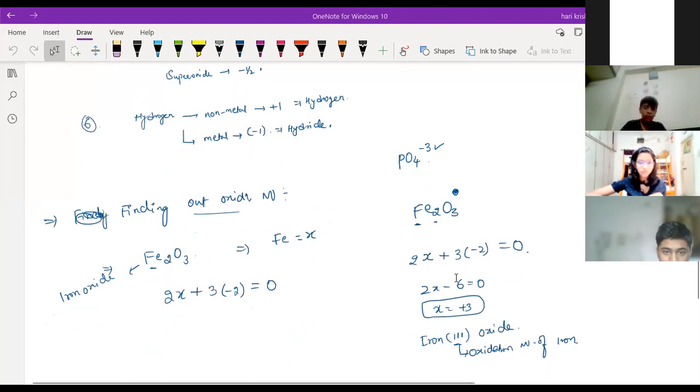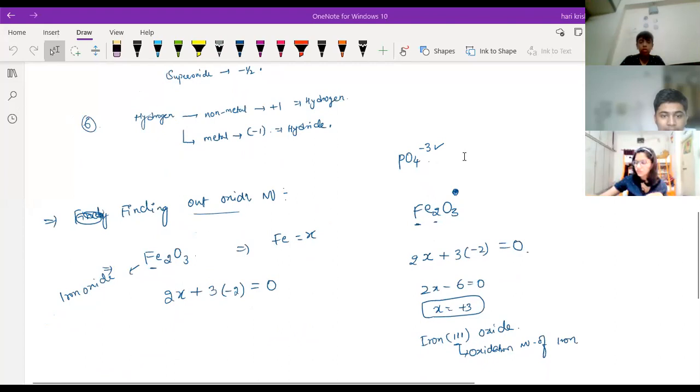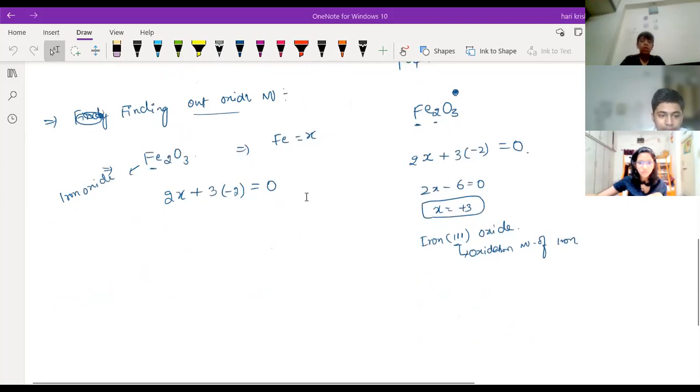Okay, sir. Now you understand how to calculate the oxidation number. Any doubts? So, sir, we should take any element whose oxidation number we know, and for the element which we don't know, we just replace it with a variable and then equate it to the charge. Yeah, that's all. That's the first one.